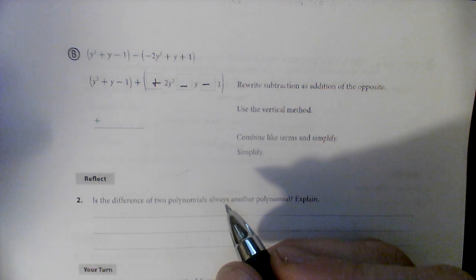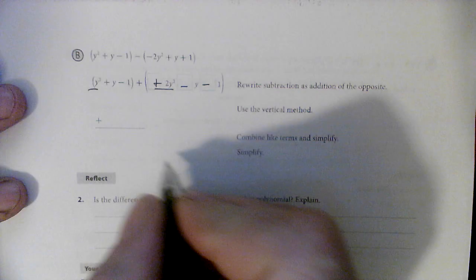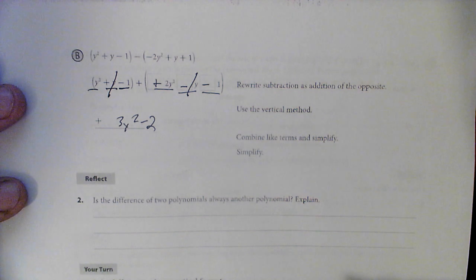And then we see what cancels out. We've got y squared and 2y squared. That gives me 3y squared. We've got y and negative y, which cancel out. And we've got negative 1 and negative 1, which make negative 2. And we're done.